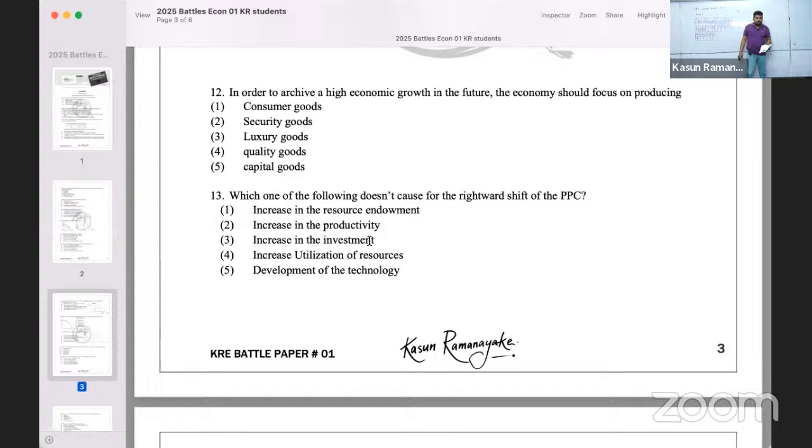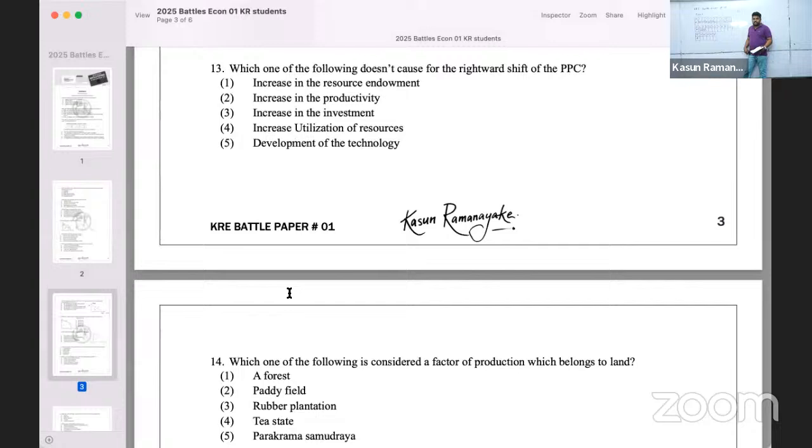It is happening due to two reasons only. One thing is an increase in the factor endowment. The other one is an increase in factor productivity. Doesn't cause it means: first one, increase in factor endowment. Second one, increase in productivity. Third one, increasing investment. Fourth one, increase utilization of resources. Fifth one, development of the technology. Then the answer has to be what? Fourth one. Why? Increase in the utilization of resources means available resources are more utilized, but new resources are not coming to the country. Okay. The 13th, the fourth one is the answer. 14th question.